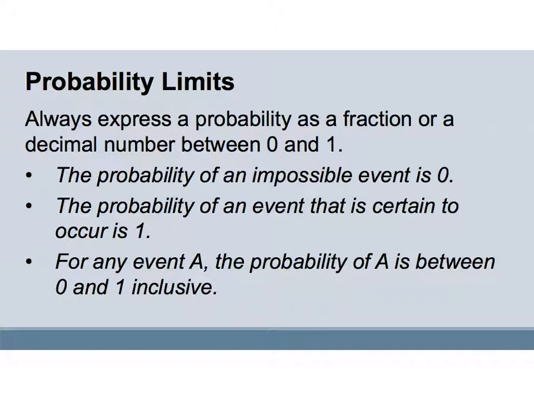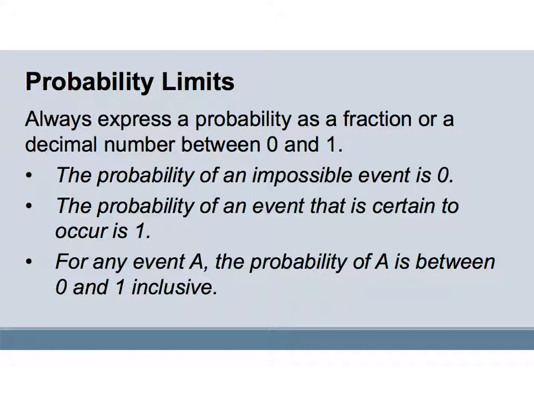Some probability limits. I said at the beginning that probabilities go between 0 and 100%. If you take that to a decimal, that's between 0 and 1. You cannot have more than 100% in a probability. You can't have less than 0% in a probability. If you actually get 0 as your probability, that means the event is impossible. It is not going to happen.